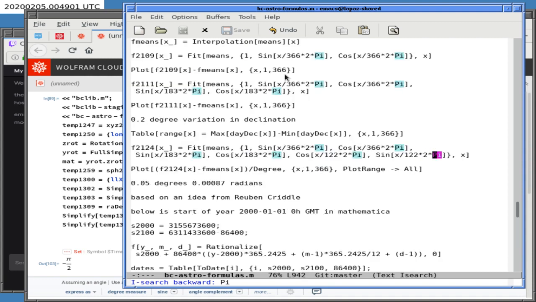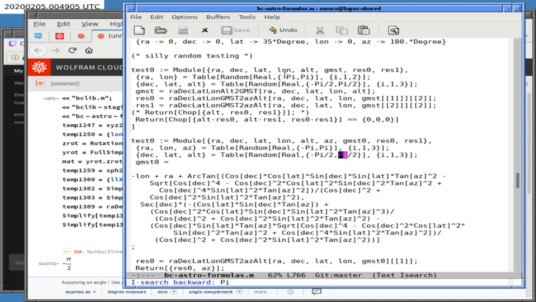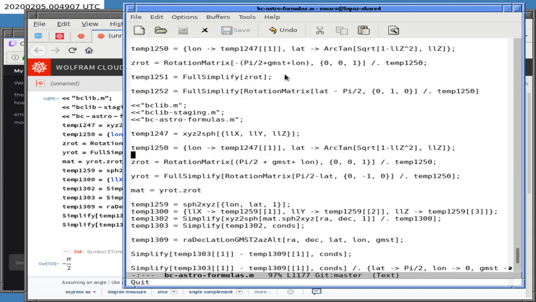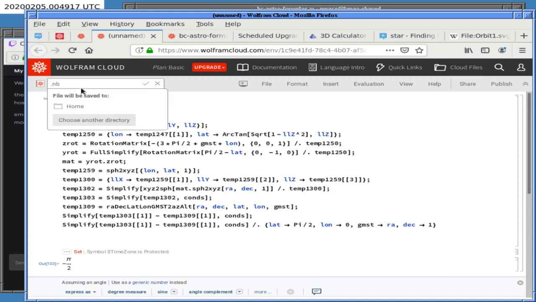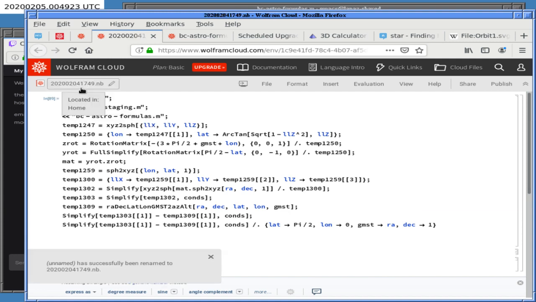Unfortunately, I don't seem to have it. Obviously, if I do enough undos, we can get it. But I maybe need to save more of these things. Let's go ahead and give this a name from now on. We're going to call this one 2020-0204-1740, not a very exciting name, but the name of the current timestamp.